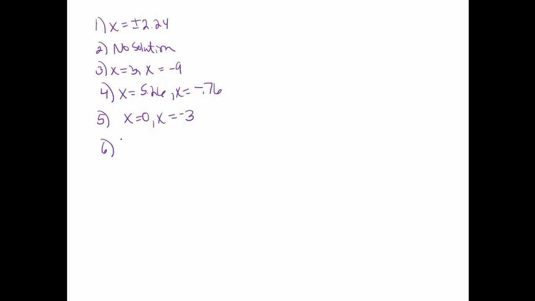Number 6, we should have x equals negative 5 and x equals negative 2. 7, we should have x equals 4 and x equals negative 1.5. And number 8, we get x equals 9 and x equals negative 3.